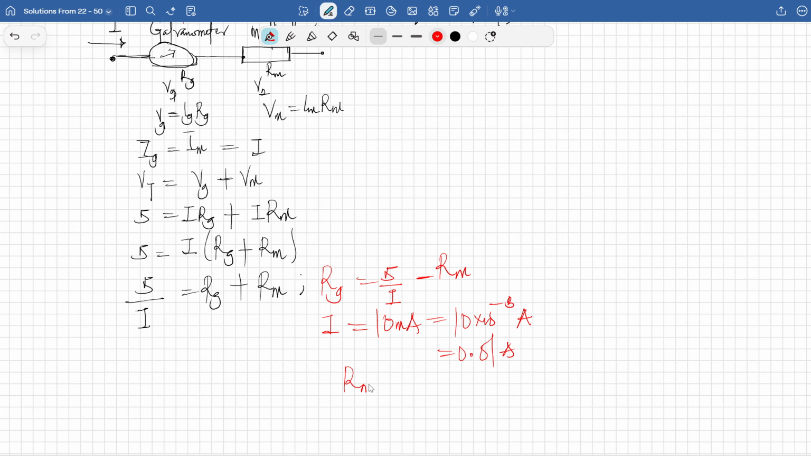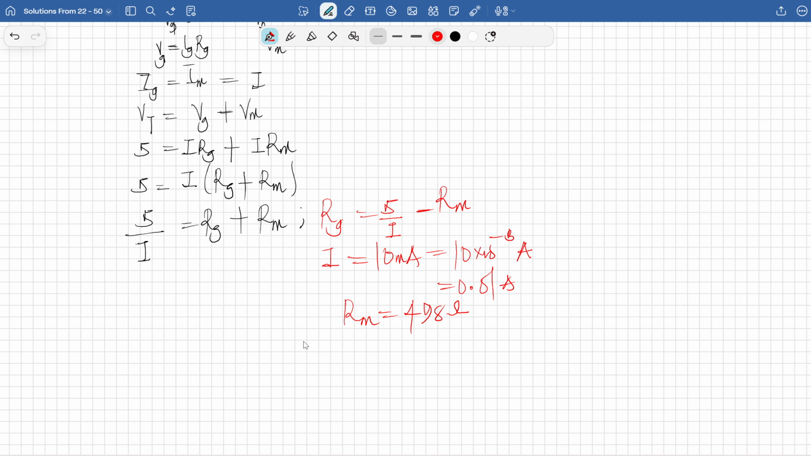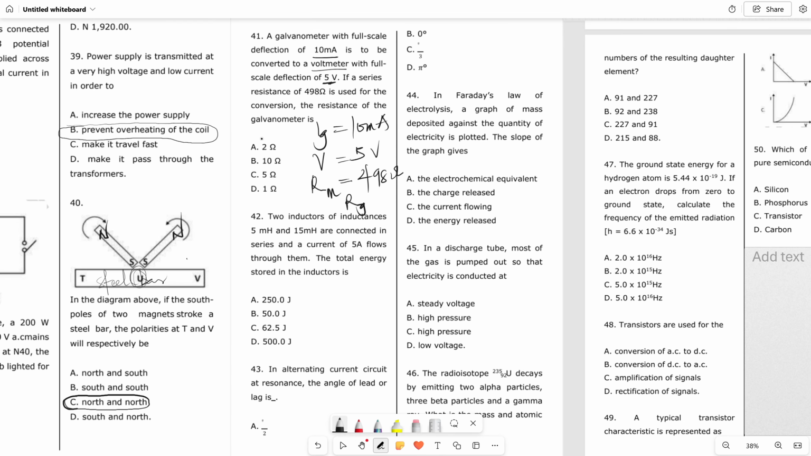And you have the resistance of the multiplier, that is 498 ohms, right? So let's please solve for that. So Rg equals 5 divided by 0.01, that's 10 to the power of negative 2, minus 498, which is 500 minus 498. So of course we expect Rg to be equal to 2 ohms. So expect that to be 2 ohms. So to this question, it's going to be answer A.